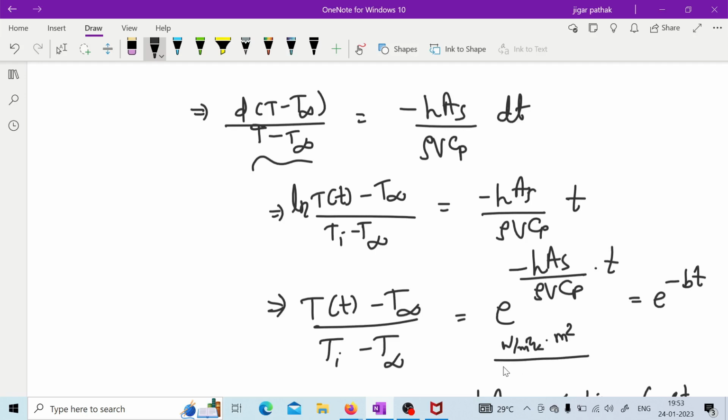Kg per meter cube. And volume, meter cube. What is CP? Kilojoule per kg Kelvin, or joule per kg Kelvin, whatever. So meter cube can be cancelled, this can be cancelled. Here this Kelvin can be cancelled, kg. So it is, I guess, unitless, right?